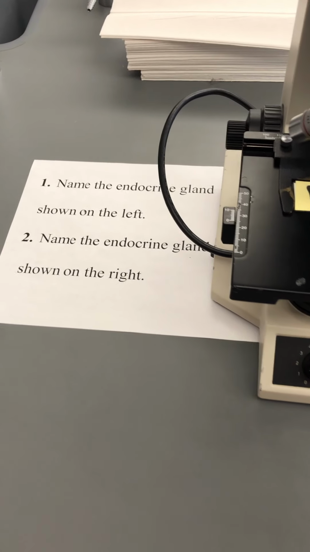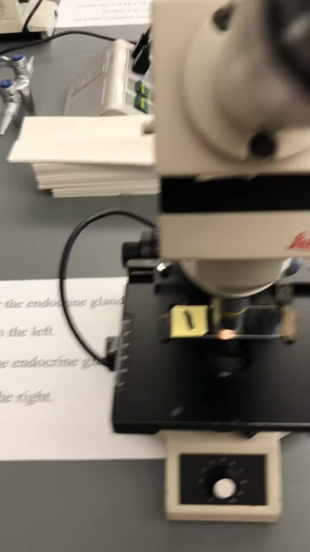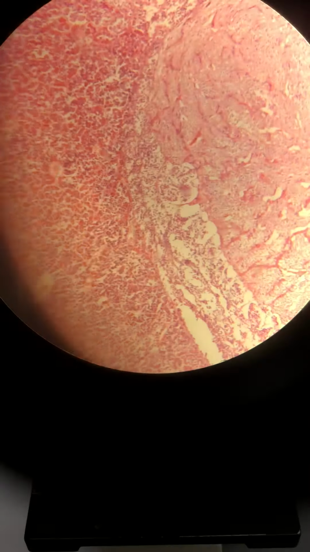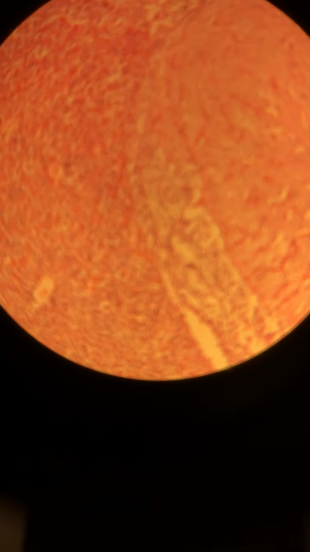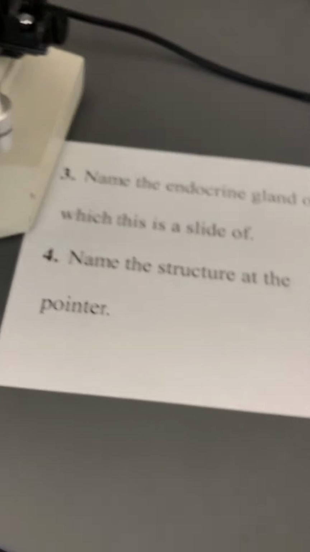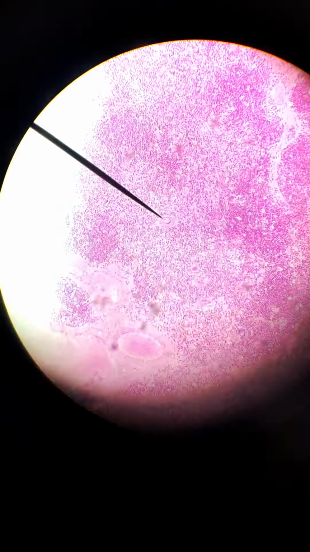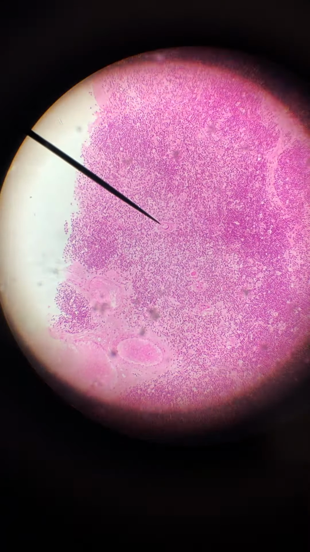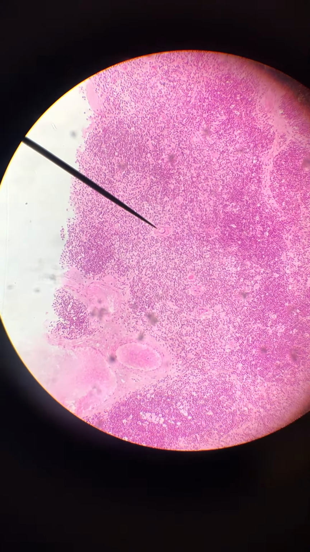Questions, certainly ask me. Number one, the endocrine gland on the left, I believe, was the anterior pituitary, and on the right, the lighter gland is the posterior pituitary. Good, you did that pretty good, better than me. Okay, the endocrine gland, this is a slide of the thymus, and at the pointer for number 4 is the thymic corpuscle, also known as the Hassall's corpuscle.